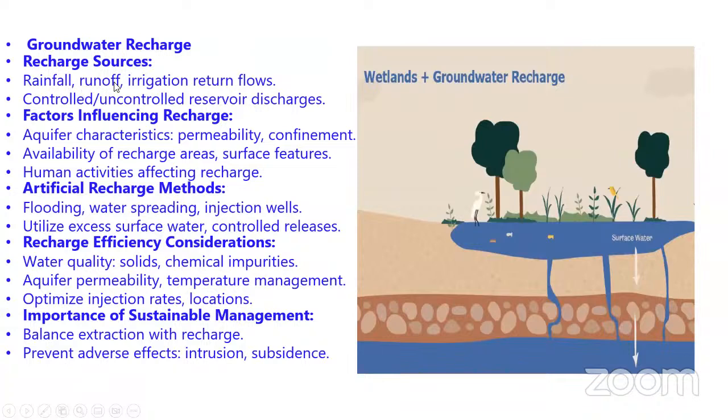But the first is rainfall, runoff, or infiltration, or irrigation return flow from agricultural activity, or streams, or canals, or any lakes. And the second is factors influencing recharge or aquifer characteristics, like the hydrological factors. These are the aquifer factors, like permeability, confinement, availability of recharge areas, surface features, and human activity affecting recharge.